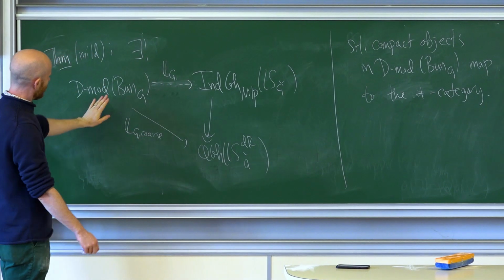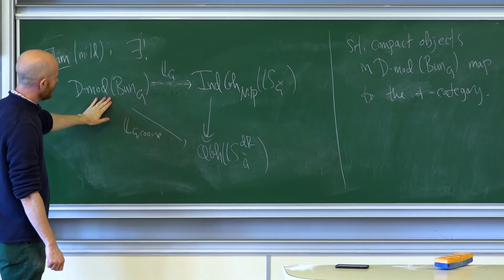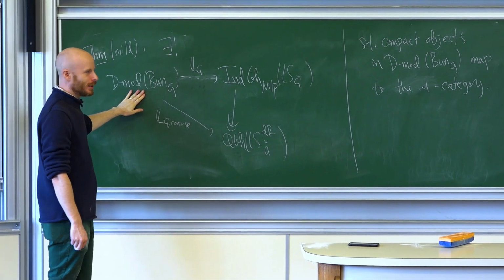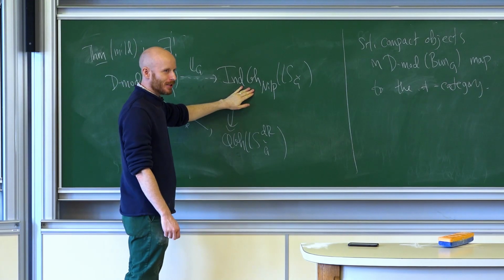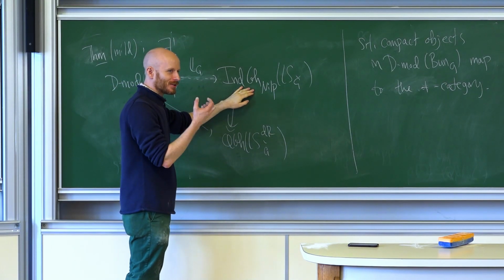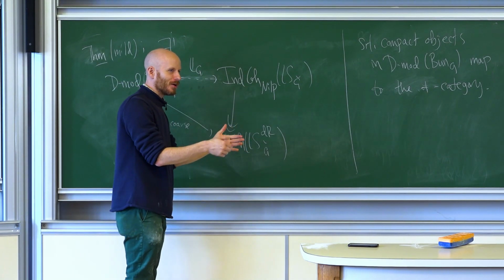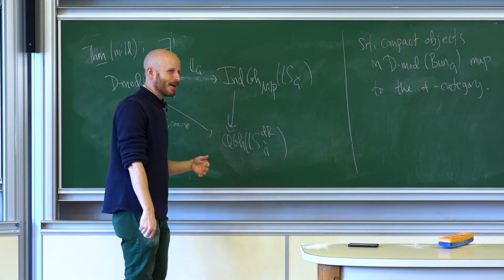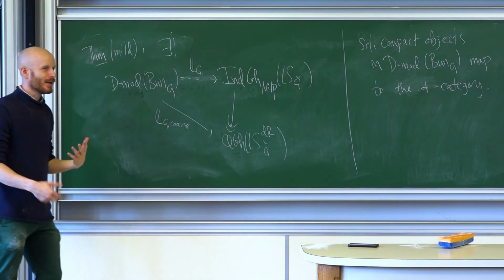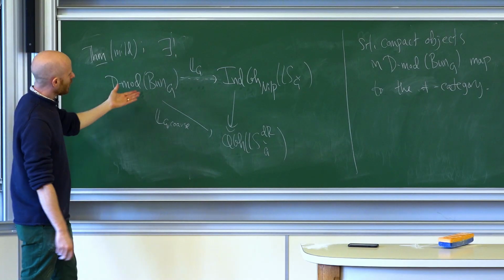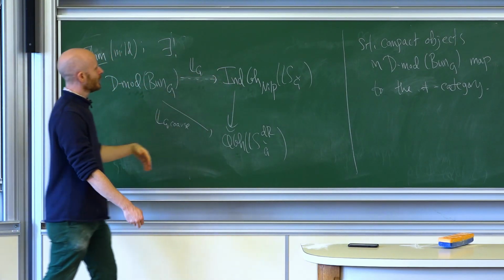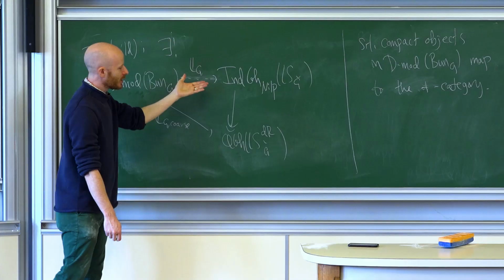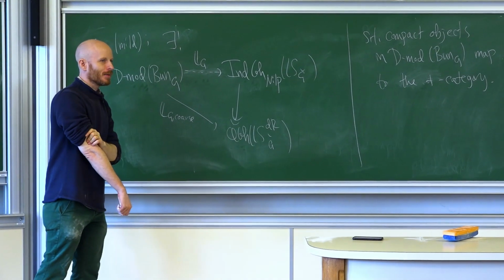So you can take compact objects in D-modules on Bun-G. Those are going to map to compact objects here. In particular, they're just some coherent sheaves. They are bounded from below. So that's the way I think about this assertion. It's just saying that if you want a functor that sends compacts to compacts, then there's only a unique possible way to fill in the diagram.